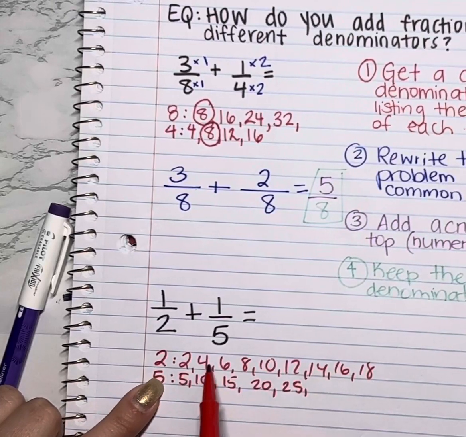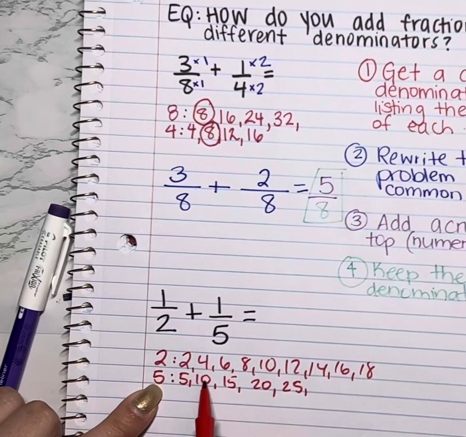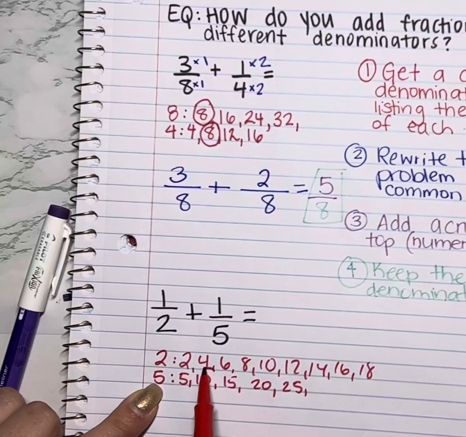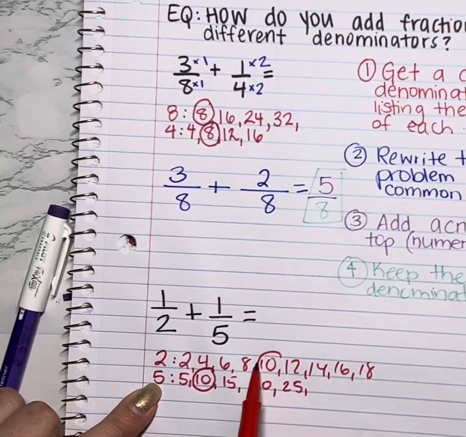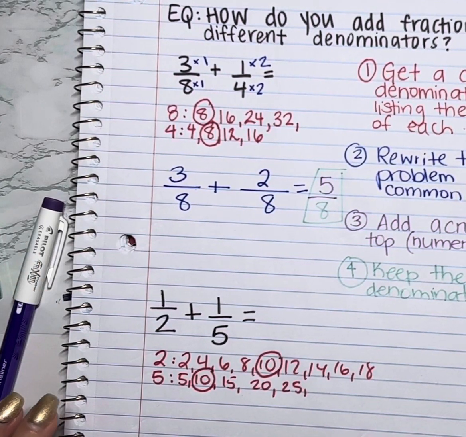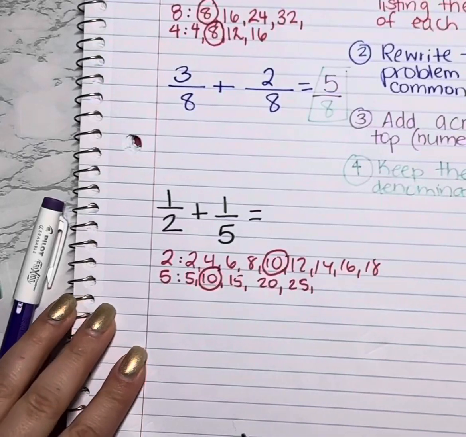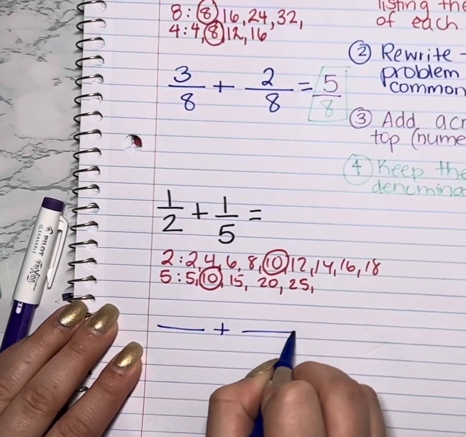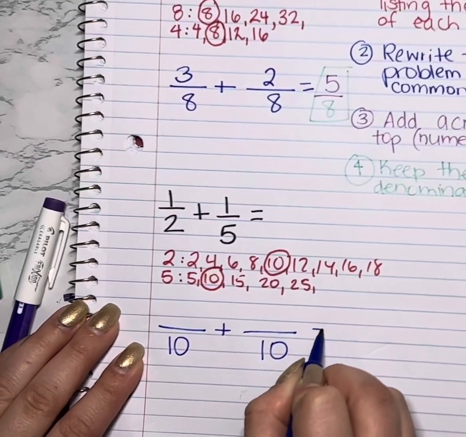Okay, 2 and 5, no. 5, 4, and 10. Oh, 10? I see a 10 over here also. So 10 is going to be your least common denominator. My next step says that I need to rewrite the problem with my common denominator of 10.